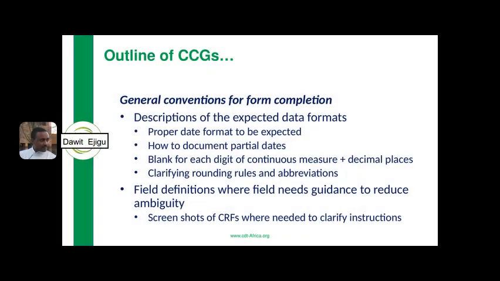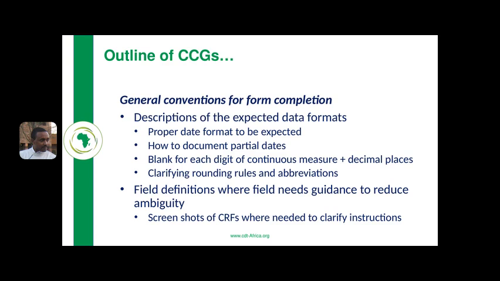Another aspect to be included in the outline is general conventions for form completion. There should be a description of the expected data formats. For example, proper date formats to be expected should be defined in the general conventions. As we've discussed already, we have got different date formats, and this needs to be clarified. The other point is how to document partial dates.